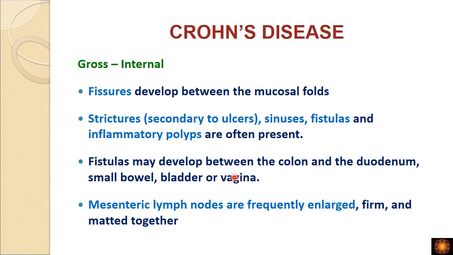Now these fistulas may develop between the adjacent small bowel or intestine, whatever is present, and also in the adjacent organs like the bladder and the vagina. The fistulas can open into the bladder or the vagina also. And the lymph nodes which are present adjacent, the mesenteric lymph nodes, will also show the granulomas. They will be enlarged and they also will be matted together.